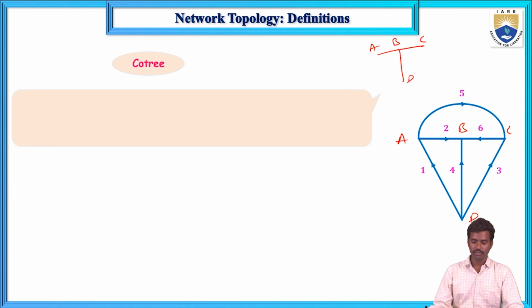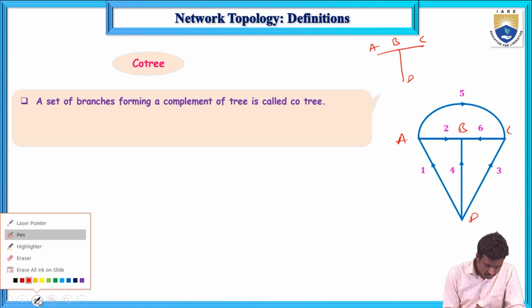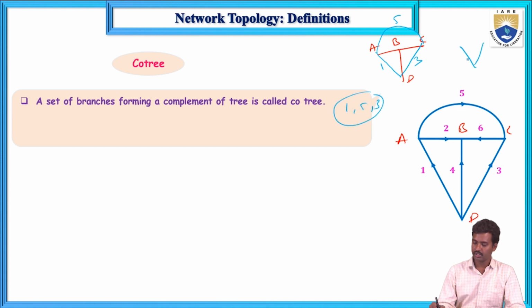So see the definition first. The set of branches forming the complement of the tree is called the co-tree. So let me change the color over here. So now here 5, 1 and 3 branches, the combination 1, 5, 3. This is the co-tree.